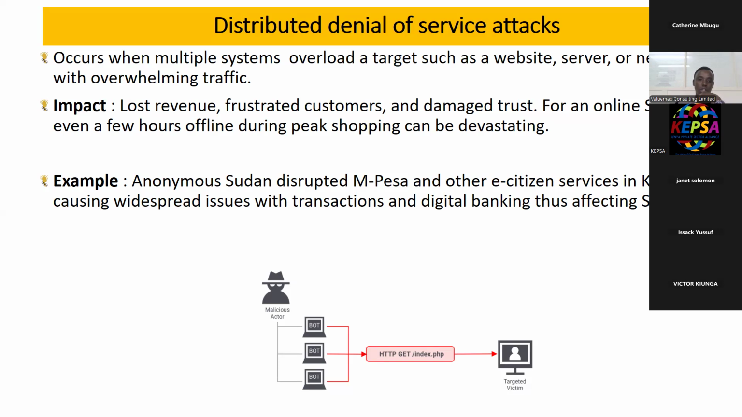This is what we call the distributed denial of service attacks. And this also happened in 2022. You remember there was a time the M-Pesa and citizen services was not working. You try to pay by M-Pesa, it brings up an error message. This is what we call a distributed denial of service attack.